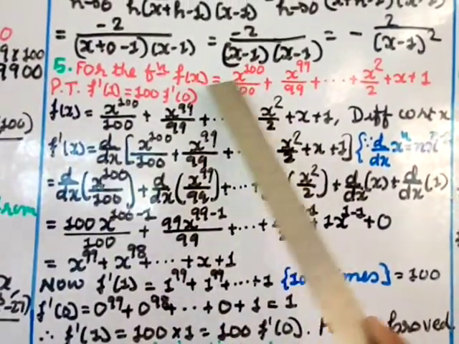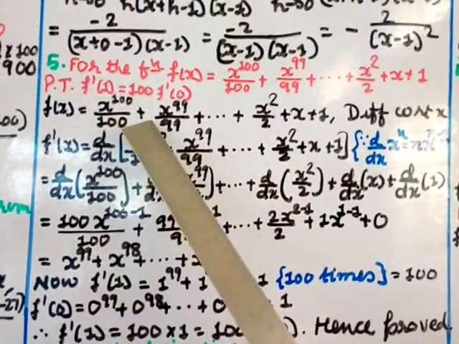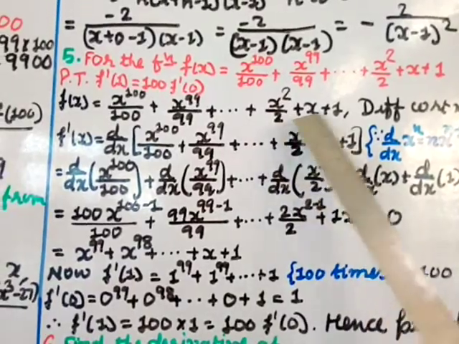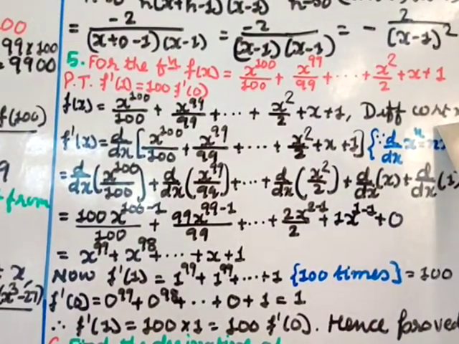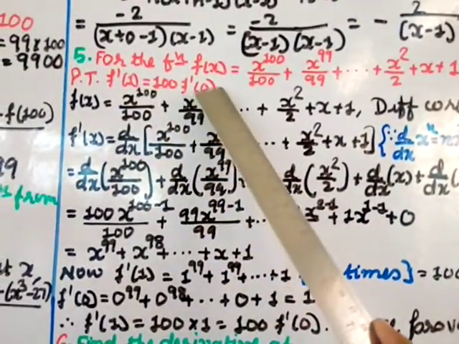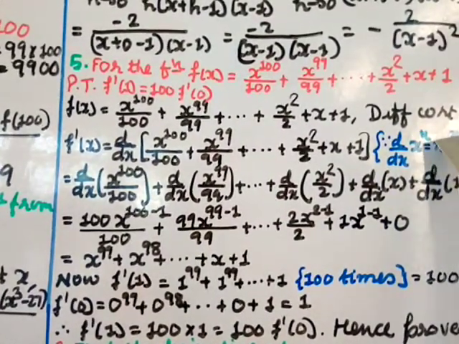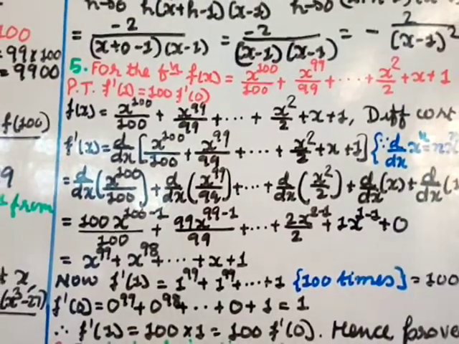So f(x) equal to the function x power 100 by 100 plus x power 99 by 99 plus up to plus x square by 2 plus x plus 1. Differentiate with respect to x. See here all x power is there. Since x power is there, I will use the formula d by dx of x power n equal to n into x power n minus 1. So this is the formula I am going to use.